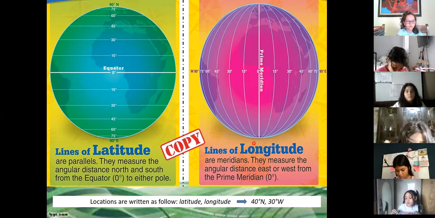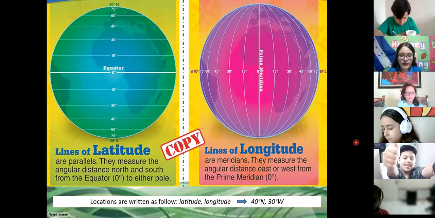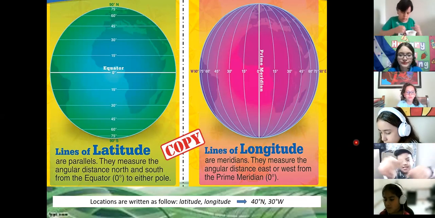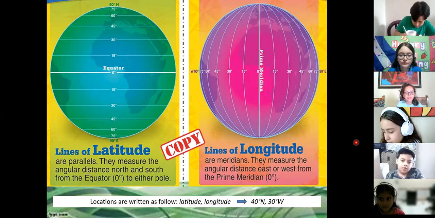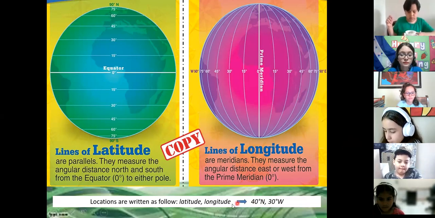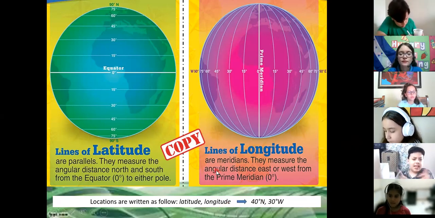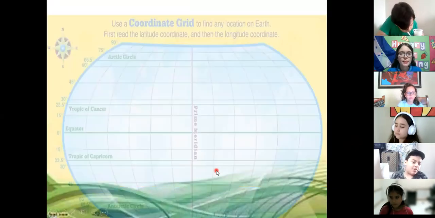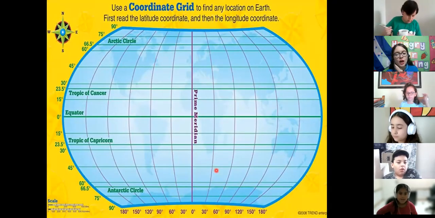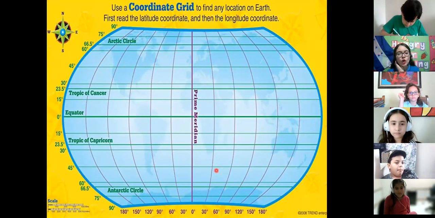Everybody finished? Miss Valerie? No, you don't have to write this. Now it's just information. Now, here we use a coordinate grid. Do not copy this.